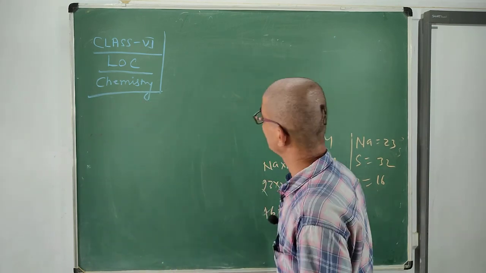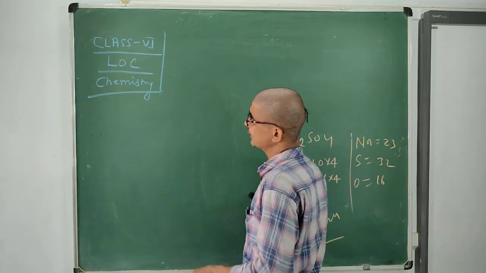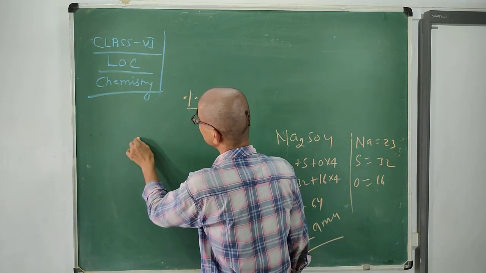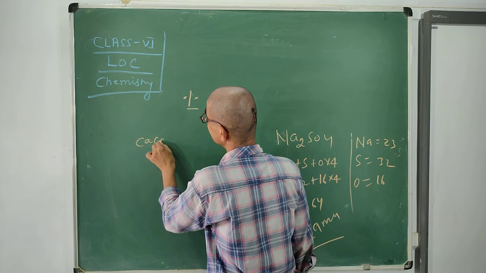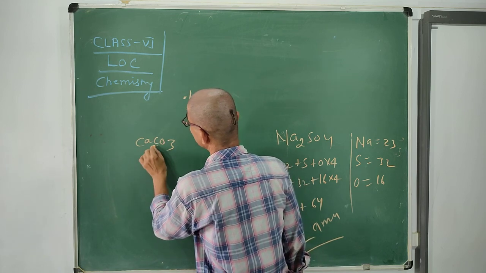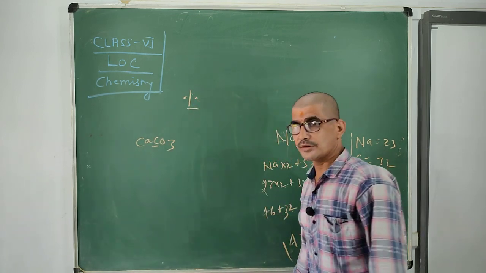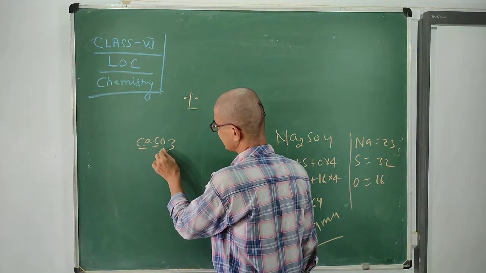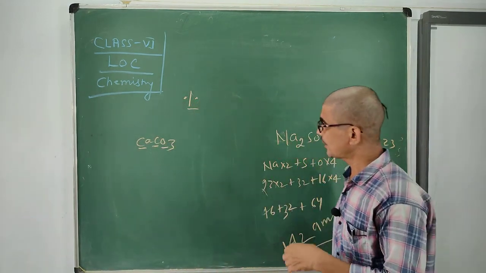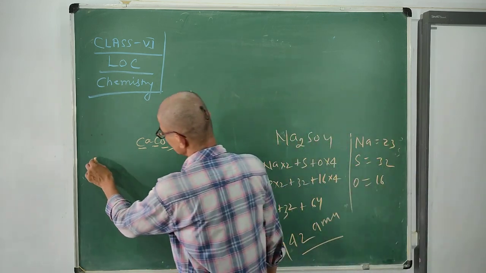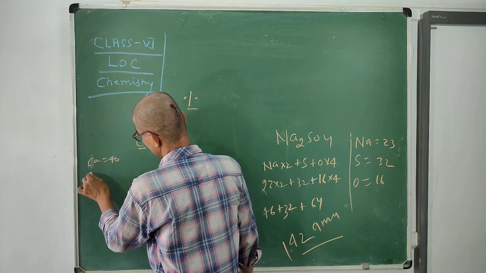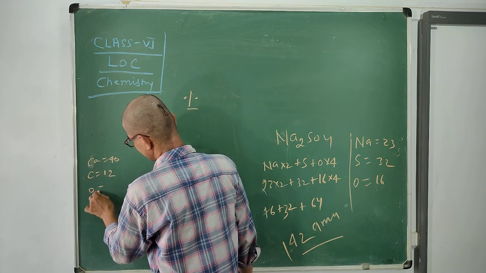Now, for more questions, how can you calculate the percentage of an element? Suppose that this is calcium carbonate. What is the percentage of carbon in calcium carbonate? Percentage of carbon, percentage of calcium, and percentage of oxygen. How can you calculate percentage? So, mass number of calcium is 40, carbon is 12, oxygen is 16.